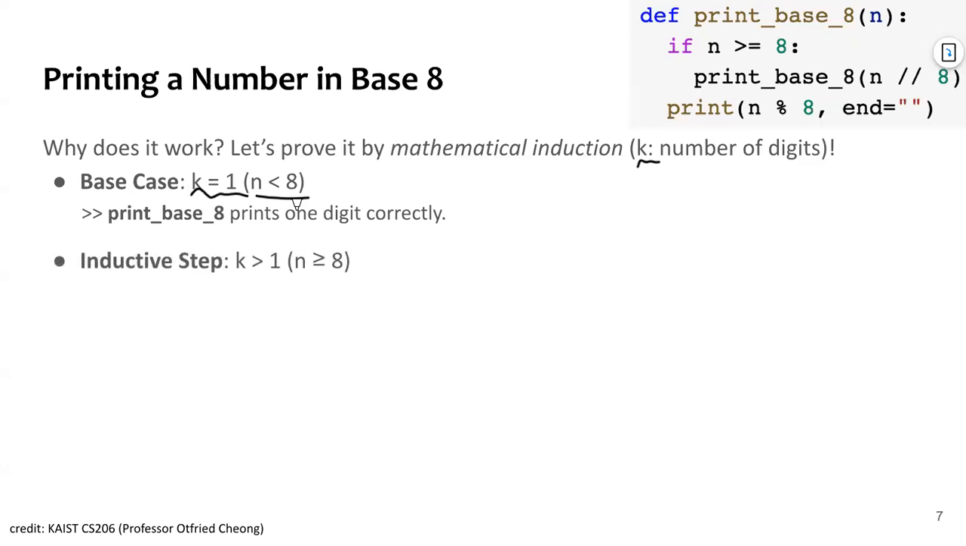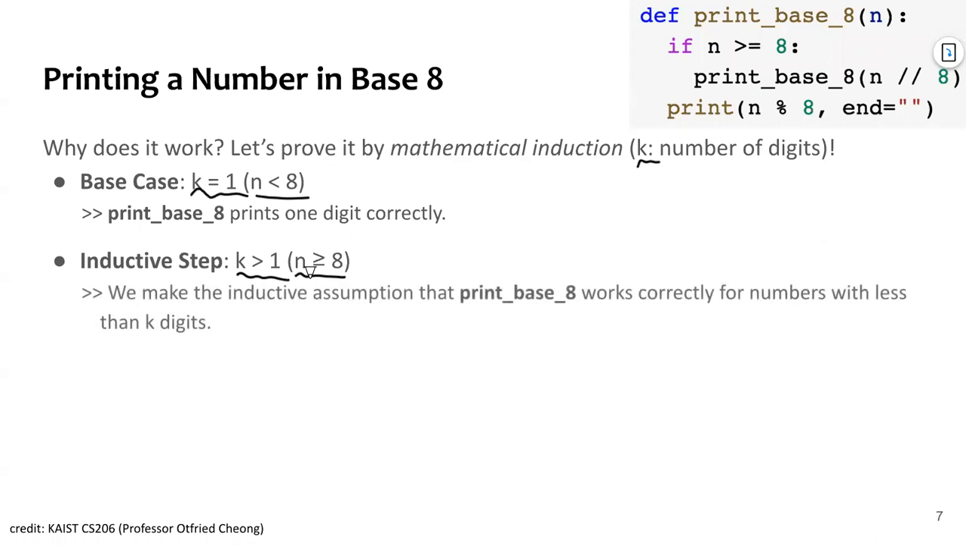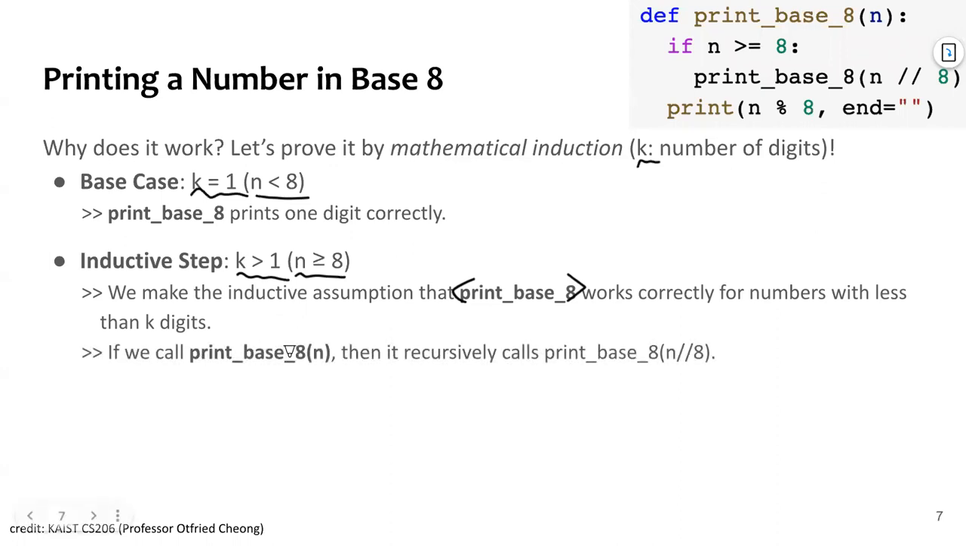And we want to prove that this will still work even when K is larger than 1 or n is larger than or equal to 8. And we make the inductive assumption that print base 8 works correctly for numbers with less than K digits. If we call print base 8 of n, then it recursively calls print base 8 of n/8, right? So this is the definition of our print base 8 function.